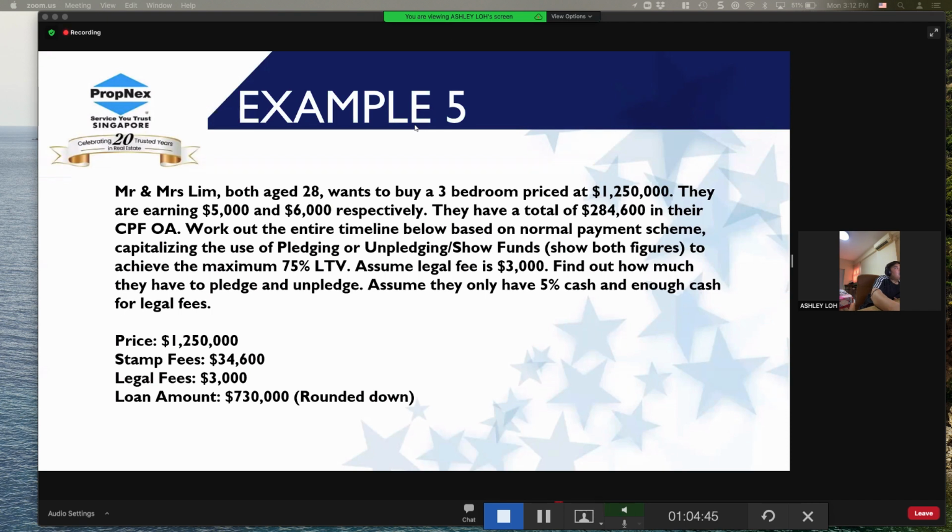For unis, if the buyer is above 55 years old, do they have to set aside BRS when buying an EC? No need, no need to set aside.